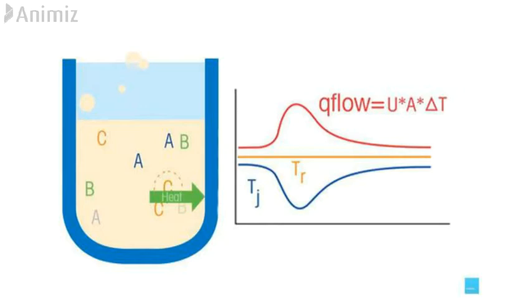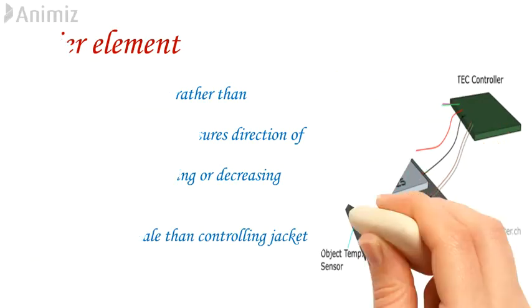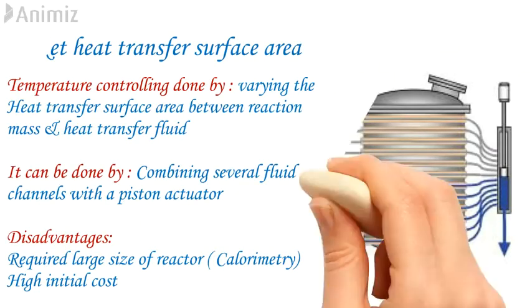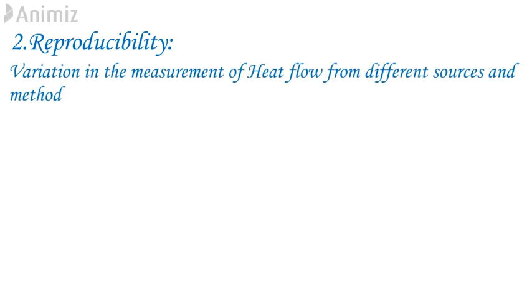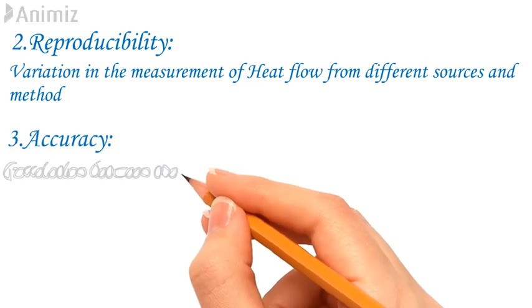In this video, we considered precision, accuracy, calibration requirement, temporal resolution, and temperature control for evaluation of characteristics of reaction calorimetry. First, precision. It is the variation in the measurement of heat flow from the same control source like Joule heater, filter element, or jacketed heat transfer surface area. Second, reproducibility. It is the variation in the measurement of heat flow from different sources and methods. Third, accuracy. It is a systematic error between the measured value and true value.